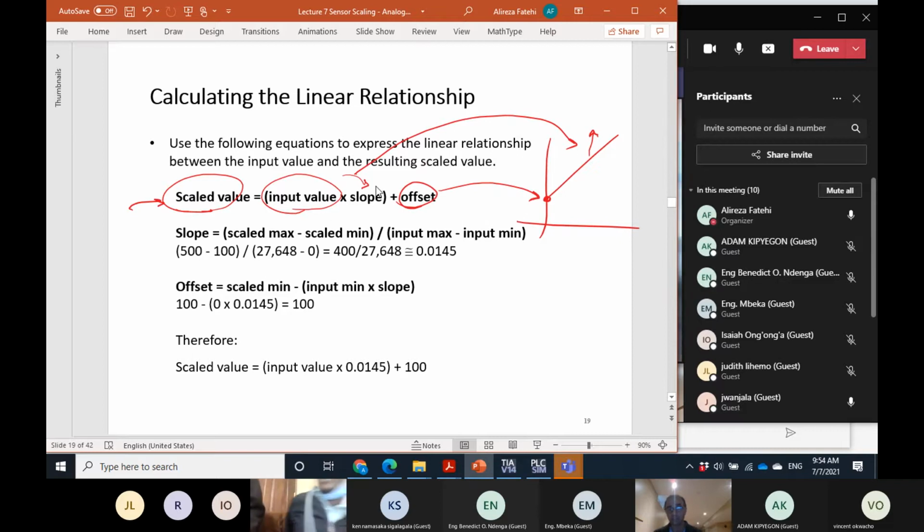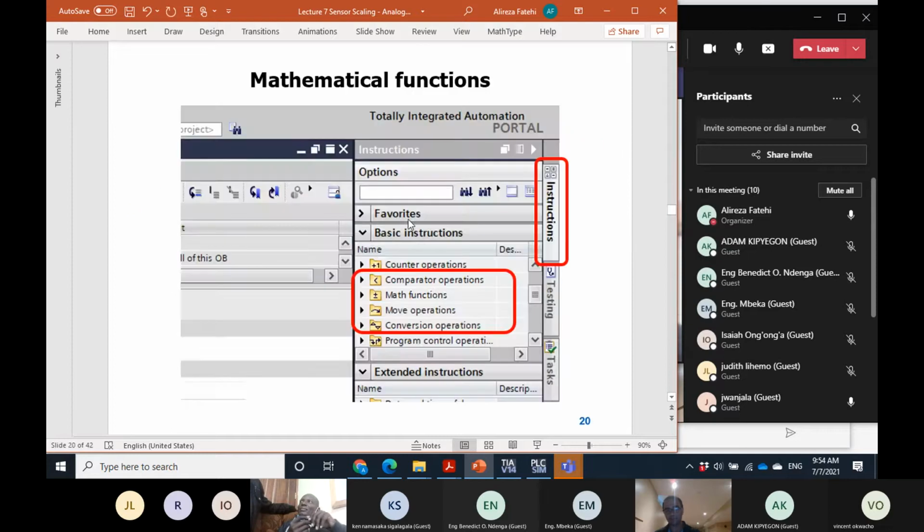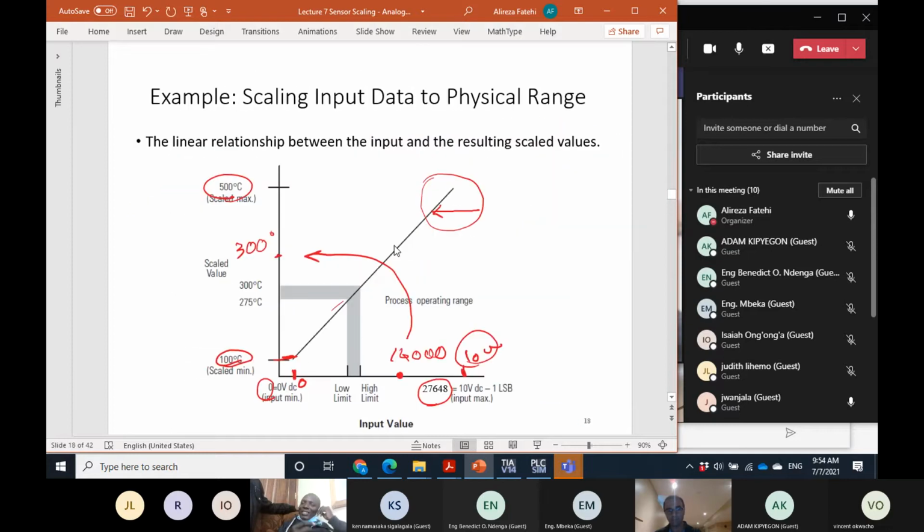Okay, so if you have the slope and the offset of this line, and then if you have some input value, we can simply use this formula to find out the scale value. But how to calculate the slope and offset? For the slope and offset, if the range of the physical value is between some scale min and scale max, okay, so for example, 100 and 500.